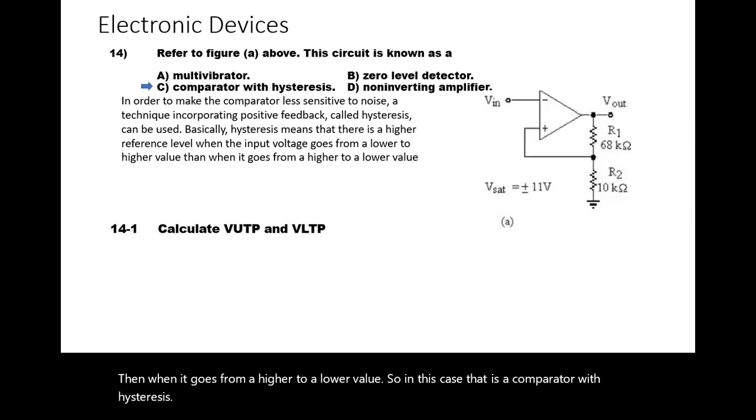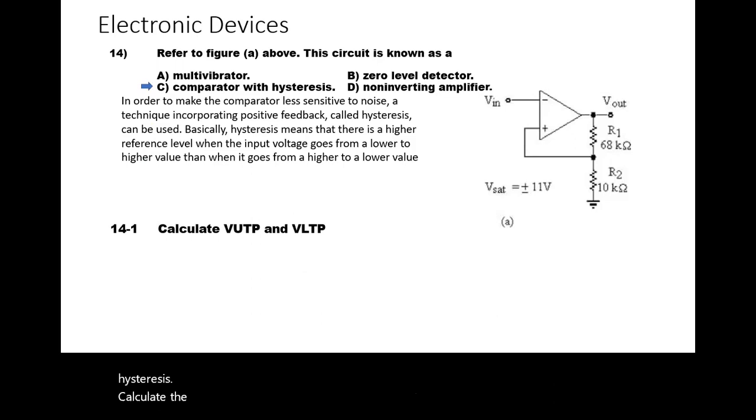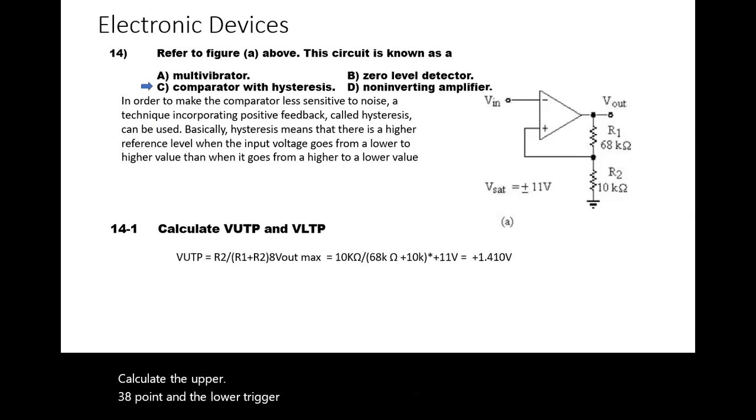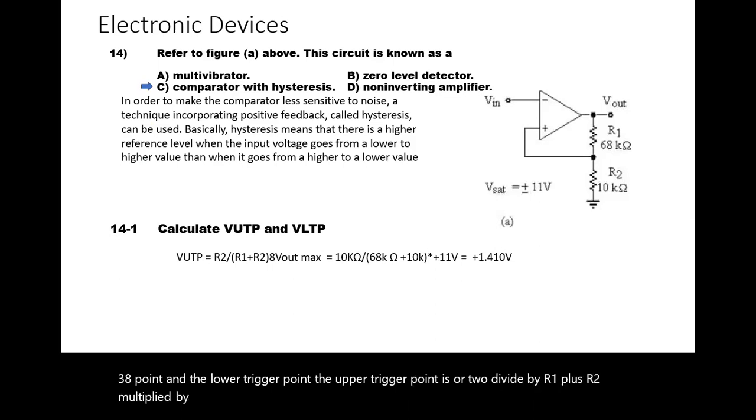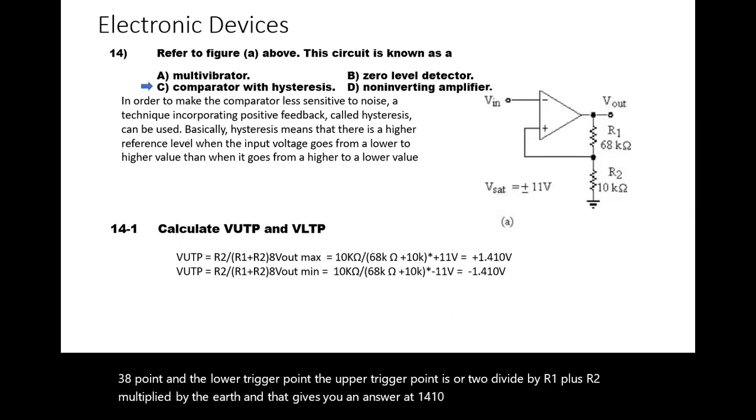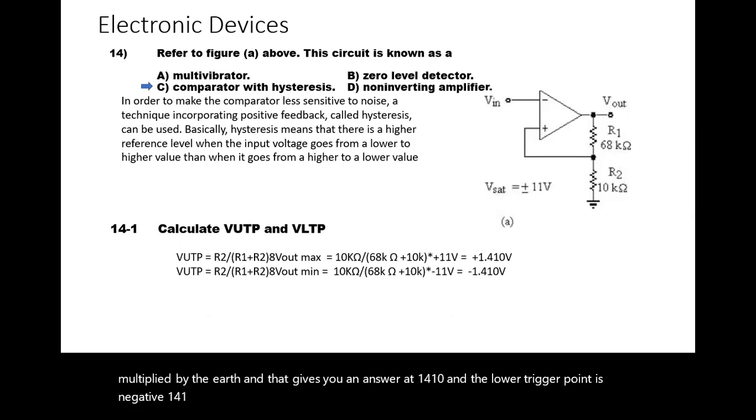Calculate the upper trigger point and the lower trigger point. The upper trigger point is R2 divided by R1 plus R2 multiplied by V out, and that gives you an answer of 1.410. And the lower trigger point is negative 1.410 volts.